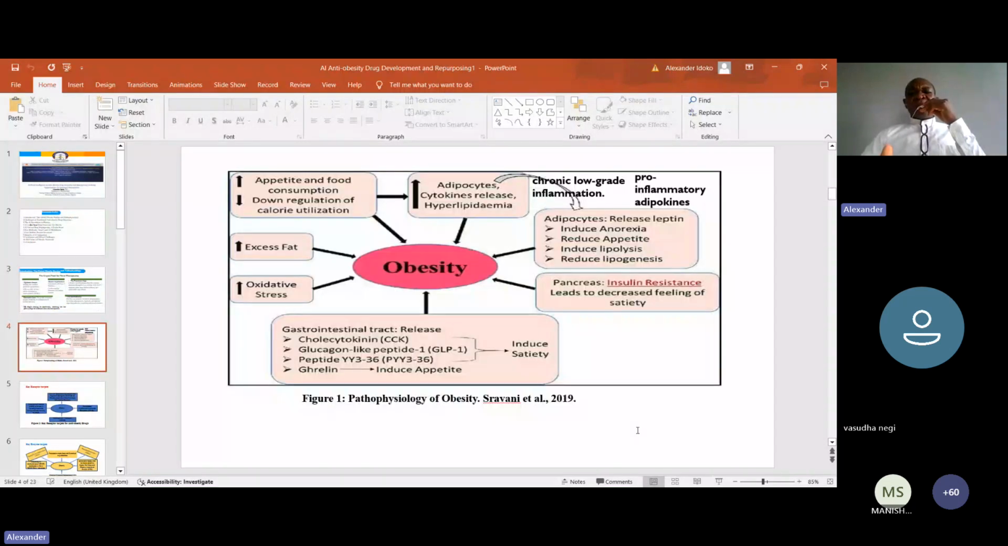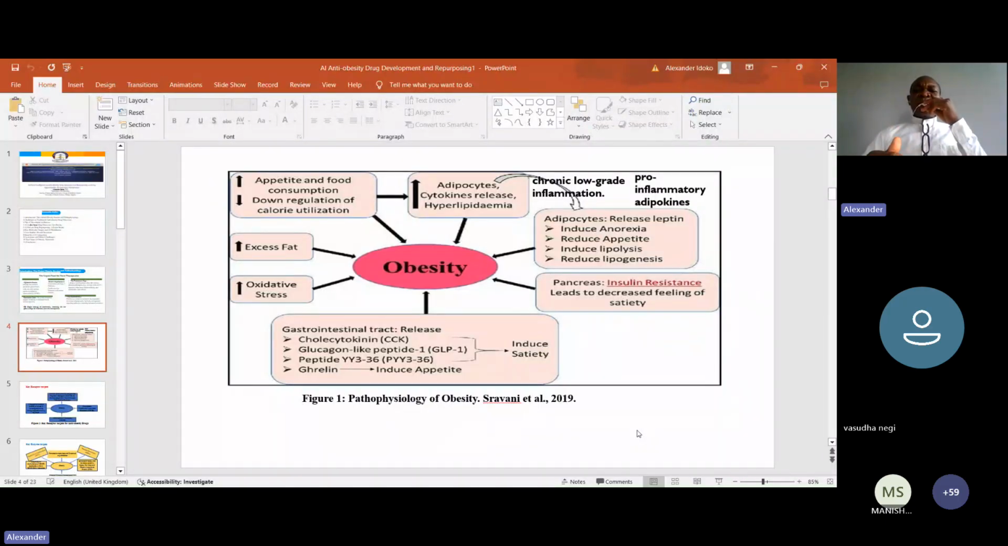Now, beside that, we look at the pathophysiology of obesity. Obesity is described as excess fat accumulation in the adipose tissue by the adipocytes. This is set in motion by high appetite and food consumption, and it also results from underutilized calories that have been accumulated. The individual keeps on eating, and the calories accumulate in the adipose tissue, resulting in enlargement of the adipocytes.